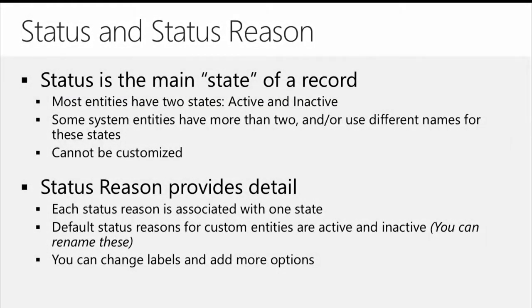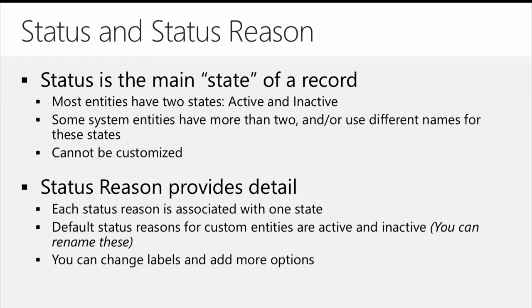The other thing that you want to keep in mind when you're working with records is that each record has this concept of what's called a status or a status reason. A status inside Dynamics 365 is the state of the record. For the most part, most entities are going to have really one of two states. They're either going to be active or they're going to be inactive. Some entities, depending upon what they are, might have more than two or might use different names for these states.